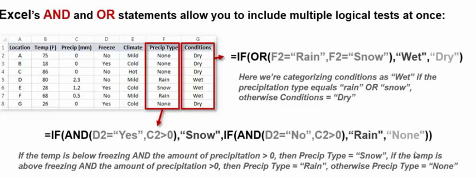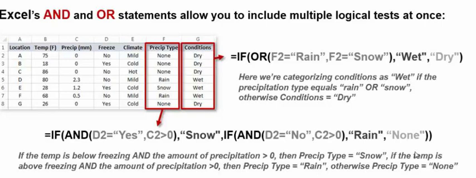Now, let's take a closer look at an example. For location C, the temperature is 75 degrees Fahrenheit. There's no precipitation and it's not freezing. The formula returns none for the precipitation type because there is no precipitation. For location E, we see that it's snowing because the temperature is freezing and there's precipitation. So the formula correctly returns snow in the precipitation type column.